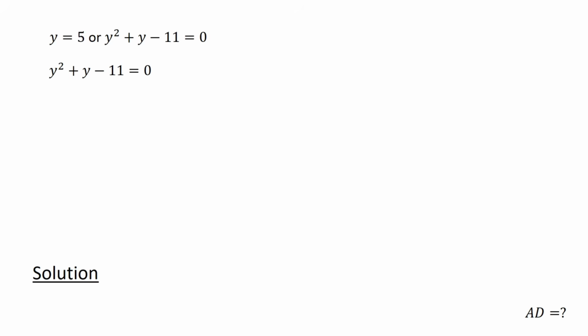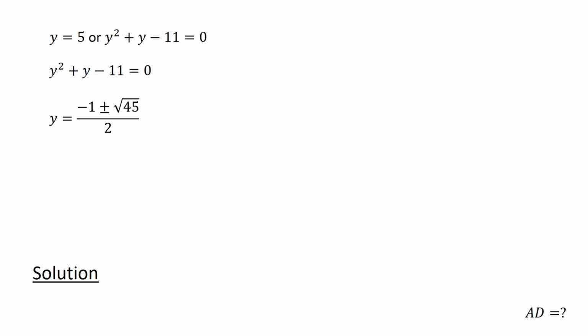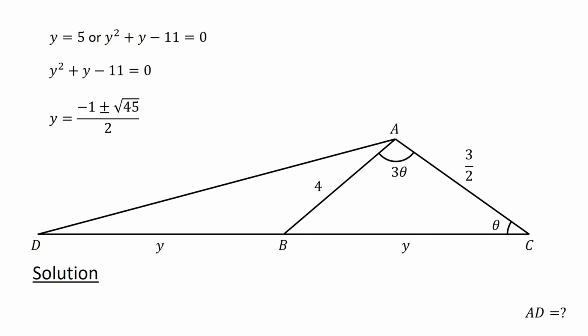When y squared plus y minus 11 equals 0, an application of the quadratic formula with a equals 1, b equals 1, and c equals minus 11 gives us two possible solutions: minus 1 plus square root 45 over 2 and minus 1 minus square root 45 over 2. To determine the possible values of y, let's turn back to the diagram. Since 3 theta is opposite BC and theta is opposite AB, we require y to be greater than 4. Since these two values of y are less than 4, we reject these values and conclude that y equals 5.